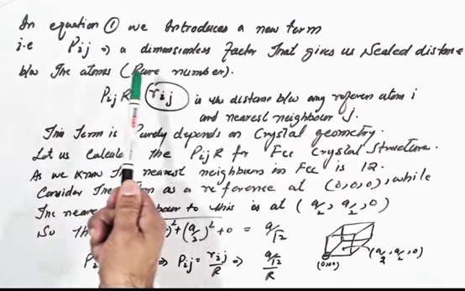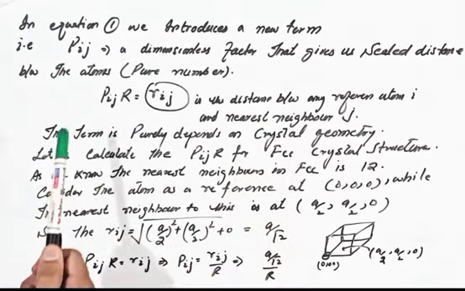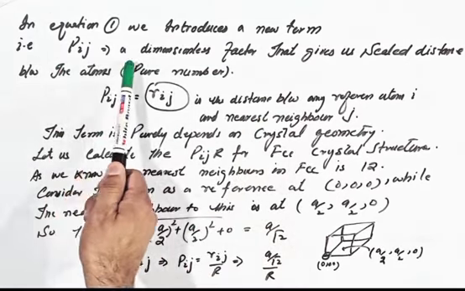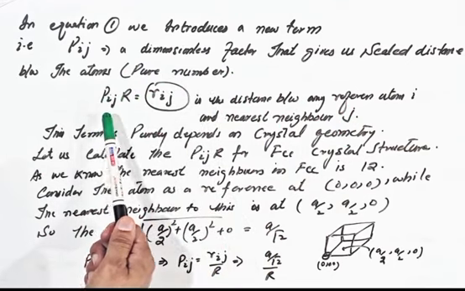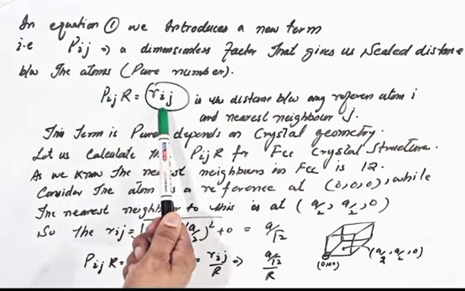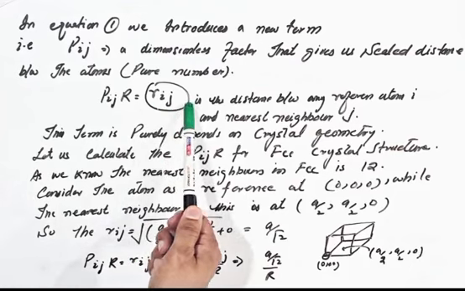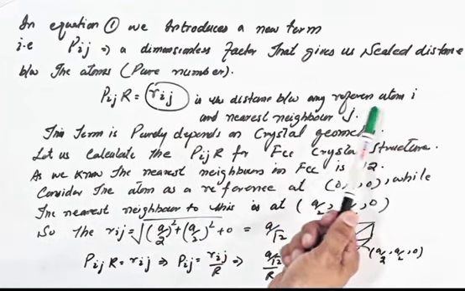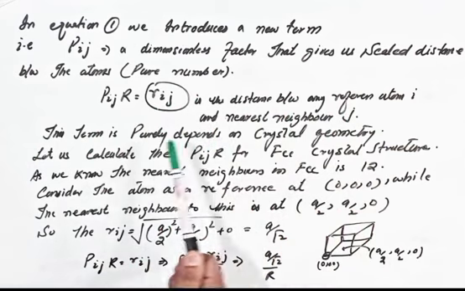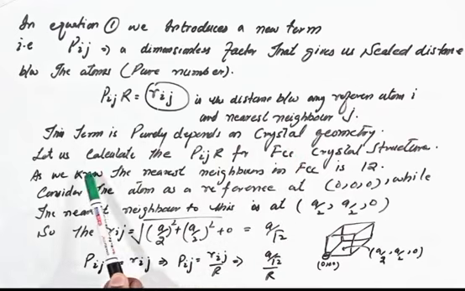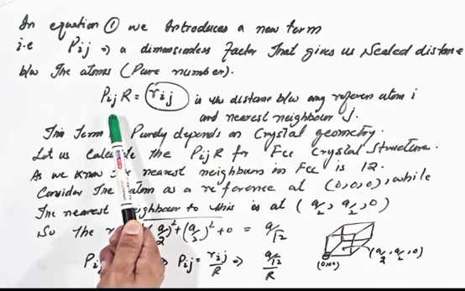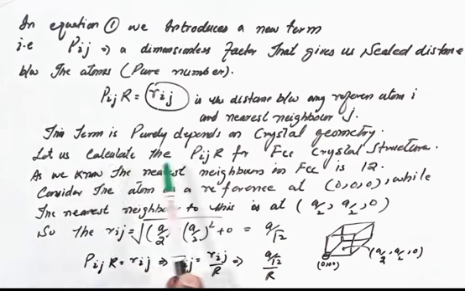In equation 1, we introduce a new term, that is Pij, a dimensionless factor that gives us the scaled distance between the atoms. This is a pure number. That is, Pij R is equal to Rij, the distance between any reference atom i and the nearest neighbor j. This term depends purely on the crystal geometry. Let us calculate the Pij R for the FCC crystal structure.